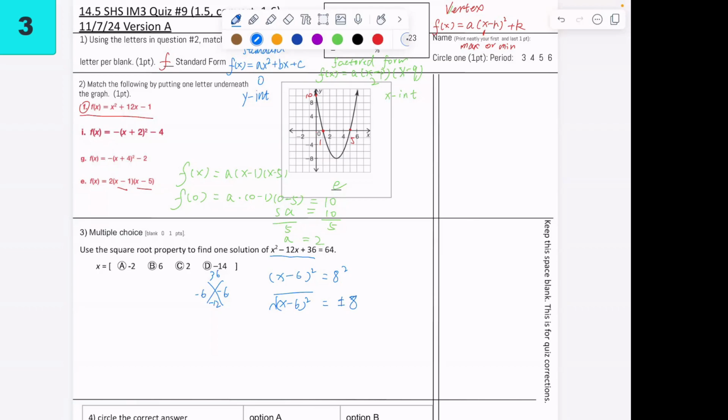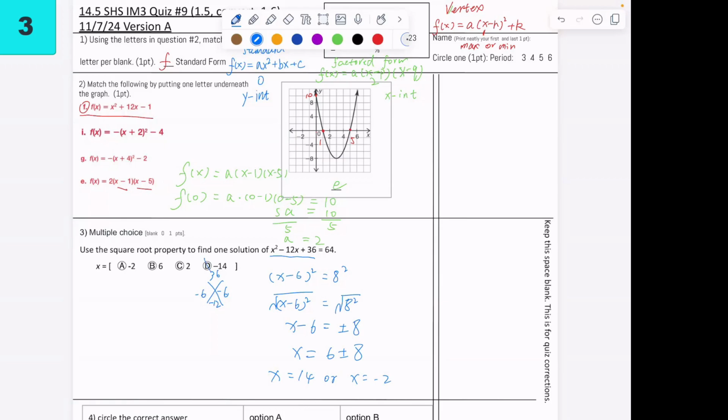So then we get x minus 6 is equal to plus or minus a. So we have two options. So x is equal to 6 plus or minus a. So it's either x is equal to 14 or x is equal to minus 2.